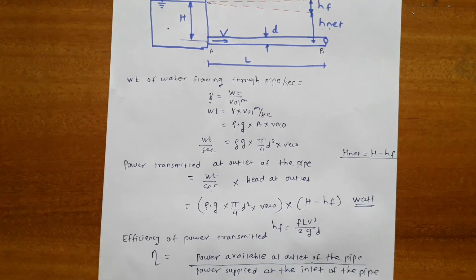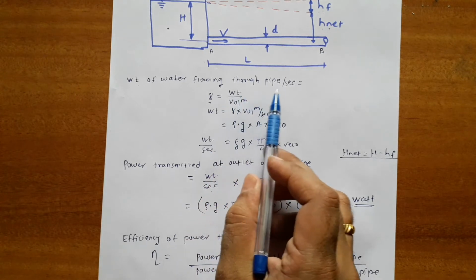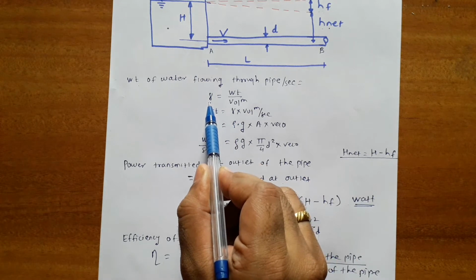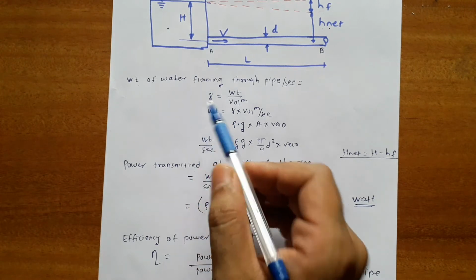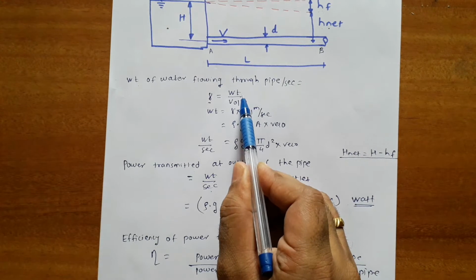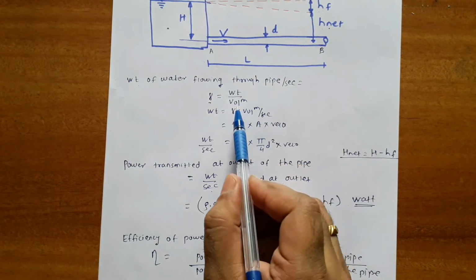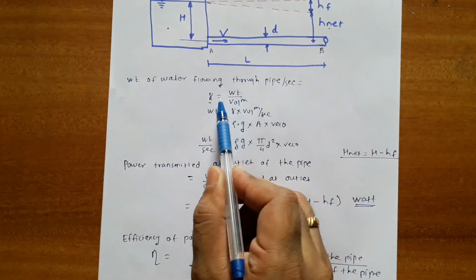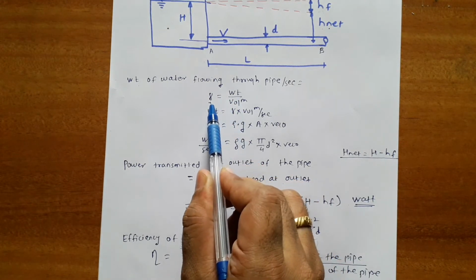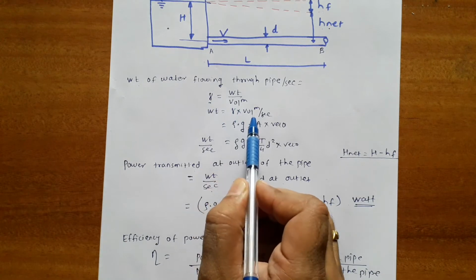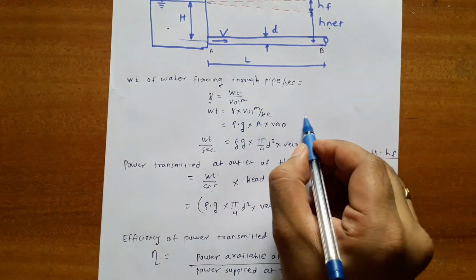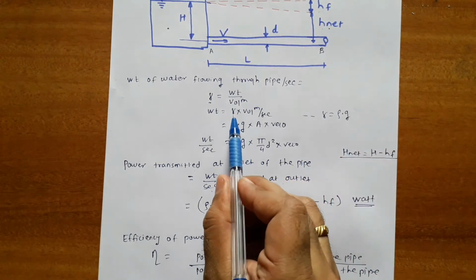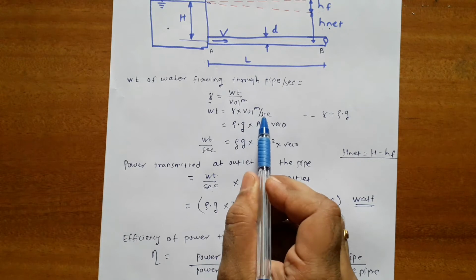First of all we will calculate the weight of water flowing through the pipe per second. For that we require the gamma value. Gamma is the weight density, the ratio of weight of fluid to the volume of fluid. So from this equation we can calculate the weight. Weight is equal to specific weight into volume per second. Gamma is nothing but rho into g. So put the gamma value, rho into g, into volume per second, which is Q.